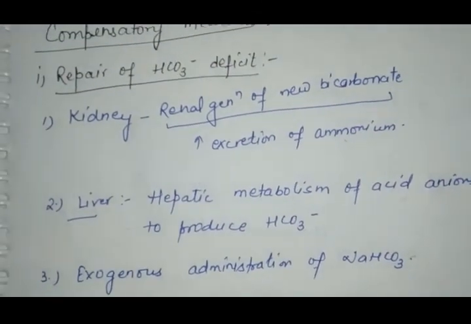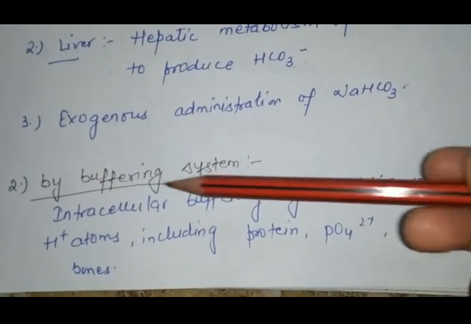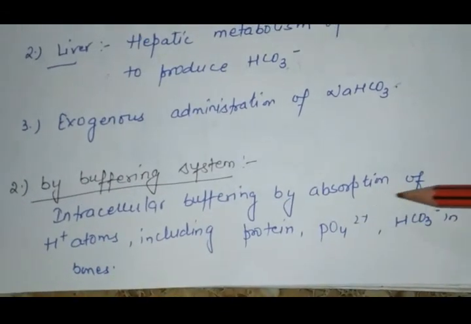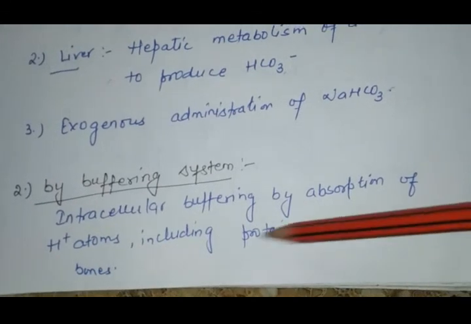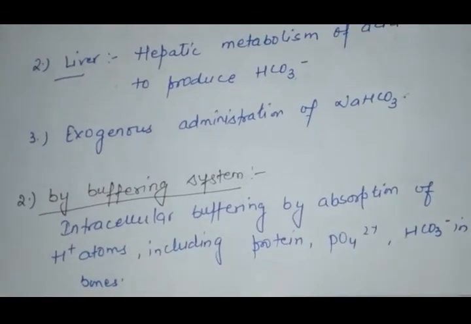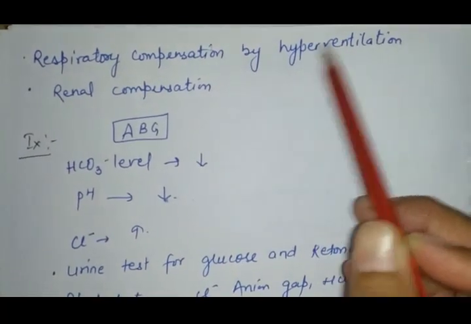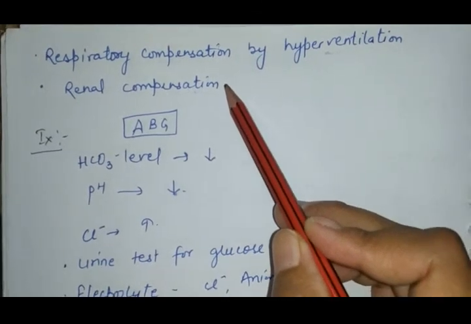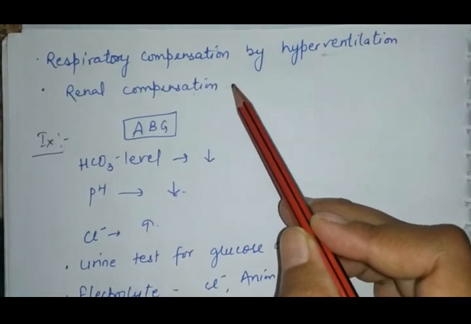Second compensatory mechanism is the buffering system. Our blood works as a buffer system. The intracellular buffering is done by absorption of hydrogen ion, including protein, phosphate, bicarbonate into the bones. Respiratory compensation is done by hyperventilation, and renal compensation, as we have already seen, is by increasing excretion of ammonia.